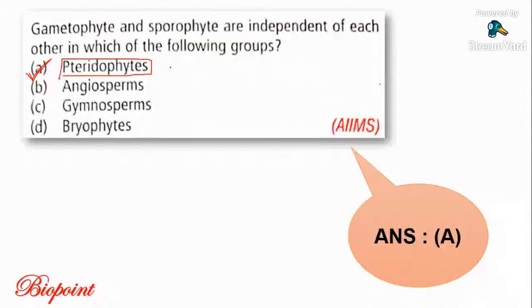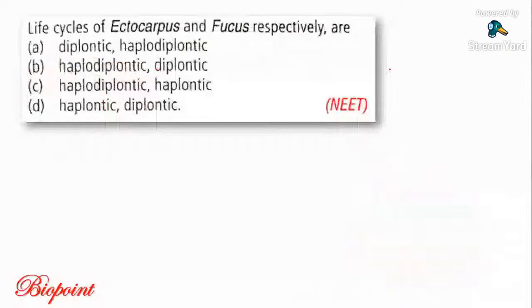It's not angiosperm, it's not gymnosperms, it's not bryophytes. The correct answer for the question is pteridophytes. In pteridophytes, the main plant body is the sporophyte, which is differentiated into true root, stem, and leaves. And the gametophyte is small, which is usually independent. Very important question from alternation of generation.